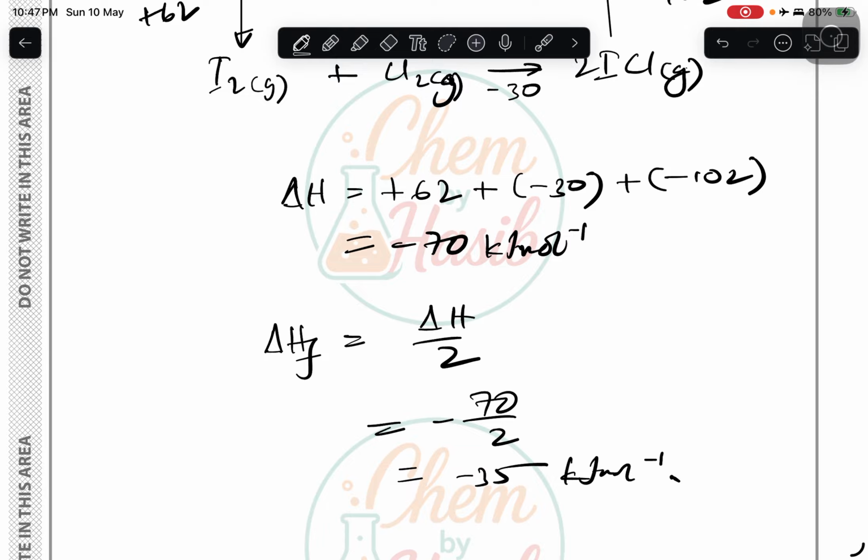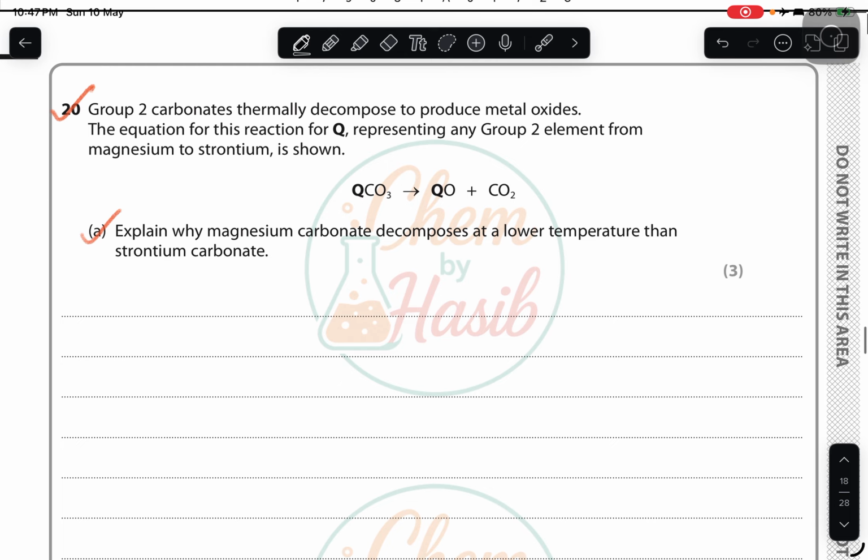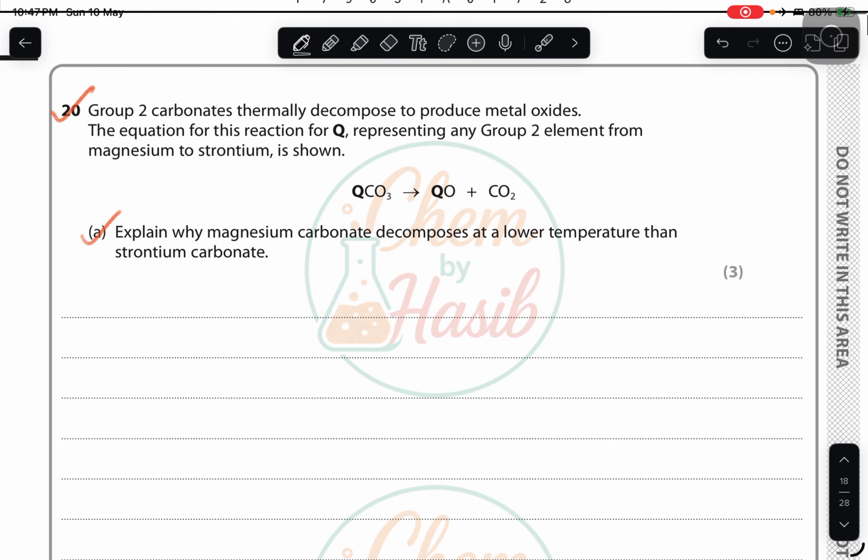Then we move on to the next question. It says question number 20. It says why magnesium carbonate decomposes at a lower temperature than strontium carbonate. Because magnesium ion is smaller.